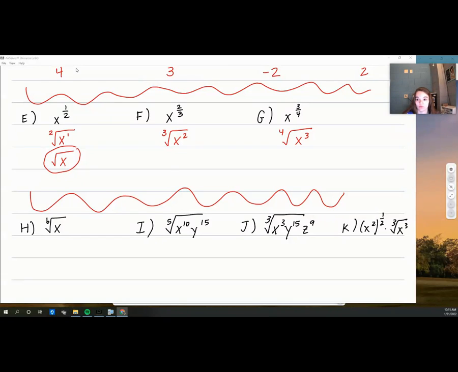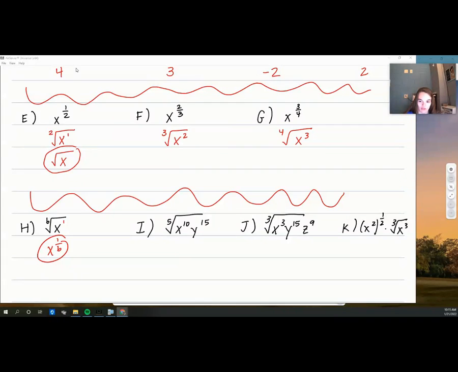Now I'm going to do the last 3 with you. So you try H, pause it, come back for the answer. Then we're going to do I, J, and K together. All right. Remember there's an understood 1 there, so 1/6 would be the correct answer.